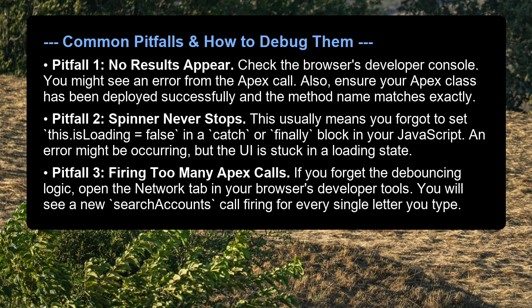Pitfall 2: spinner never stops. This usually means you forgot to set this.isLoading = false in a catch or finally block in your JavaScript. An error might be occurring, but the UI is stuck in a loading state. Pitfall 3: firing too many Apex calls. If you forget the debouncing logic, open the Network tab in your browser's developer tools. You will see a new searchAccounts call firing for every single letter you type.